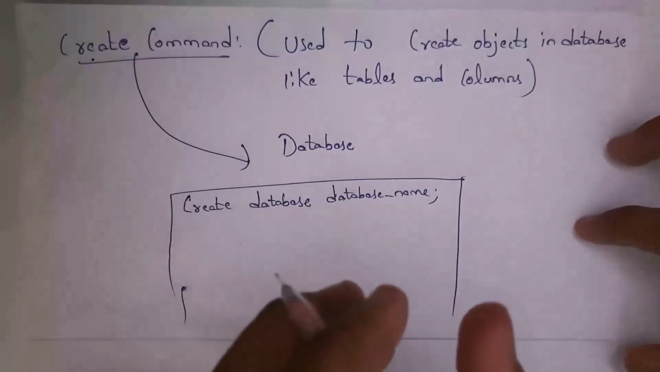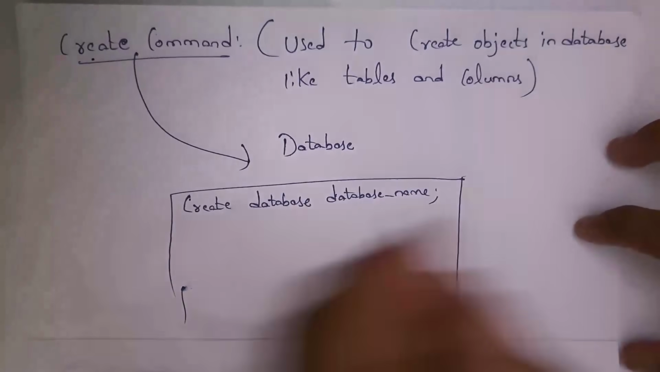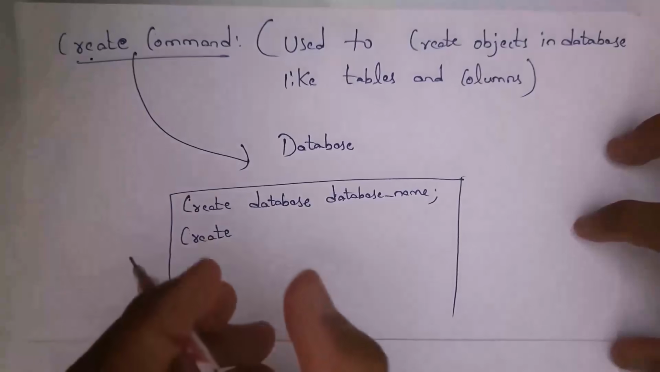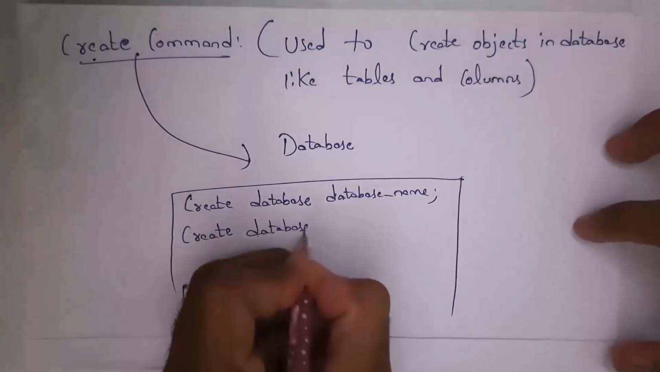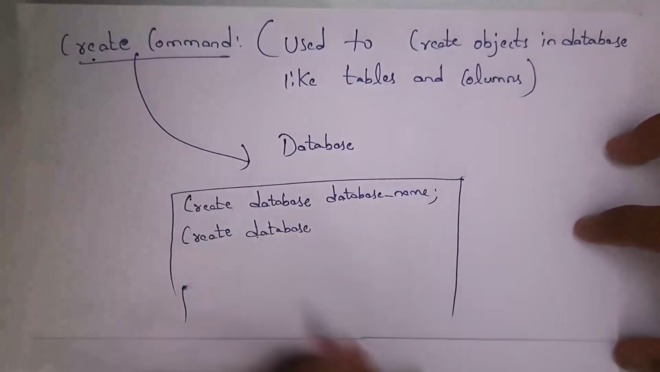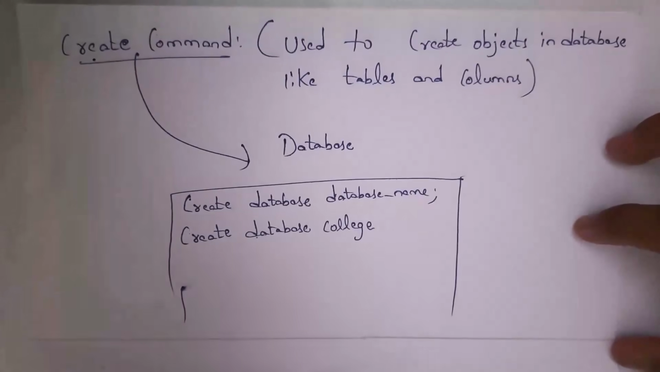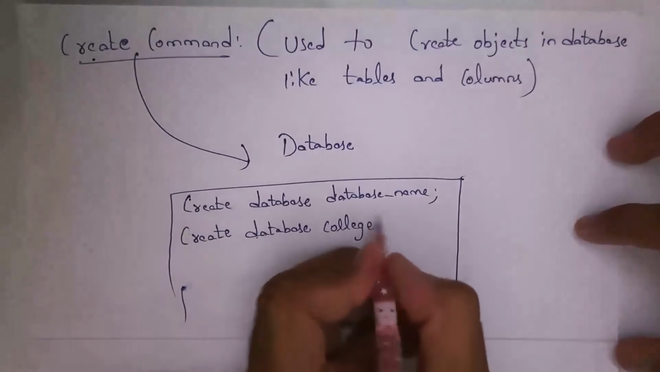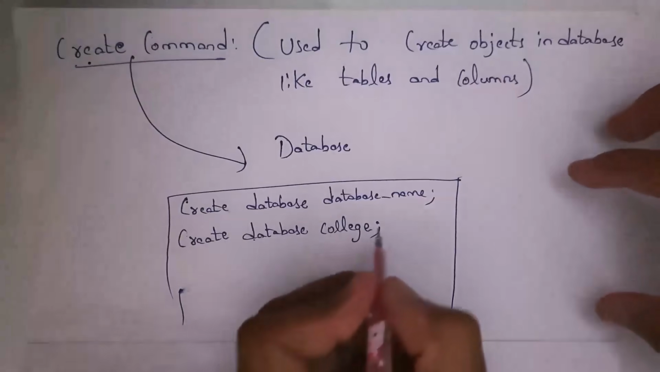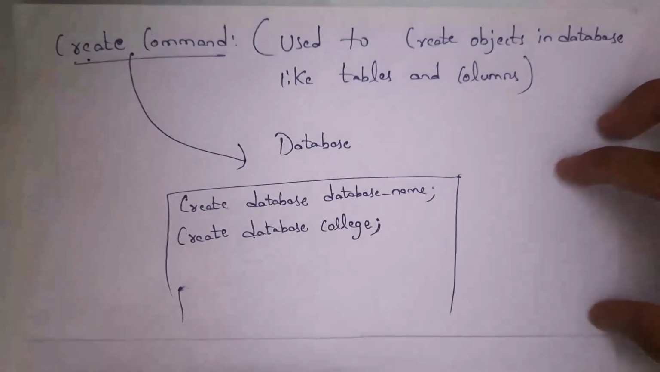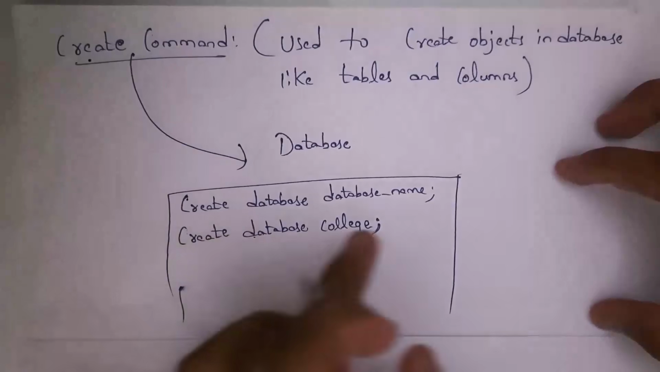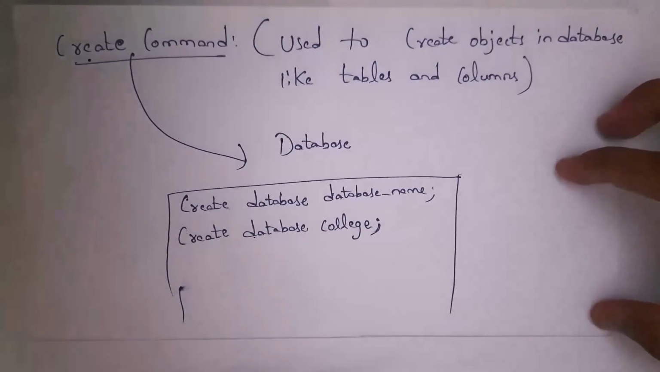For example, I want to create a college database. So in order to create the college database, you need to write a statement like create database. Here I want to give the database name as college. So just write here create database college and at last give a semicolon. Guys, definitely at last give a semicolon or else it will display an error. So whenever you write this statement and click enter, it will create the college database.